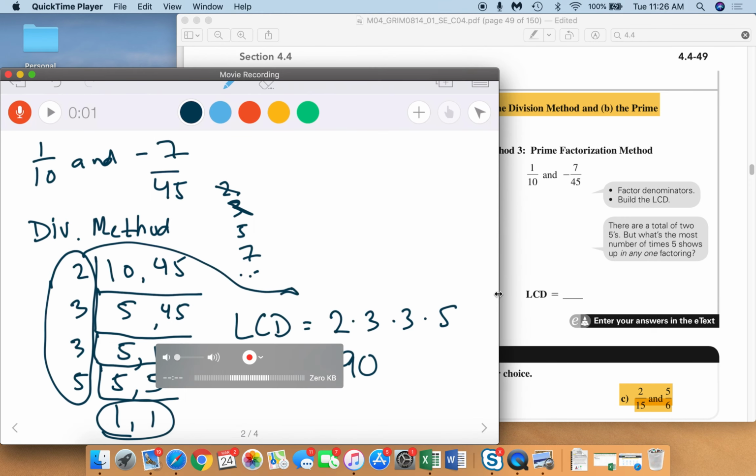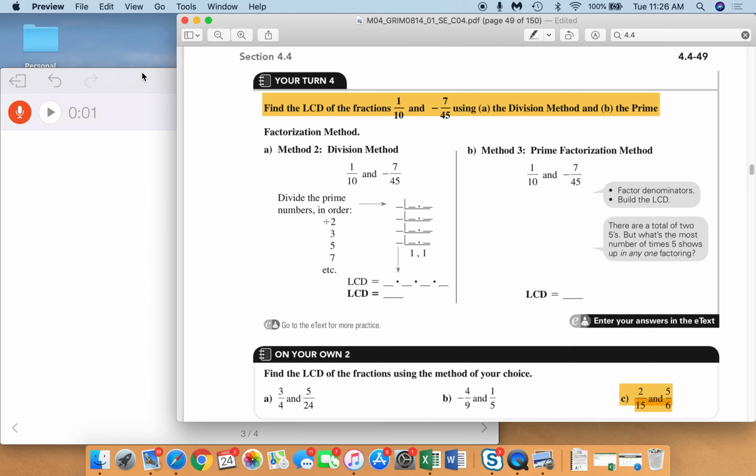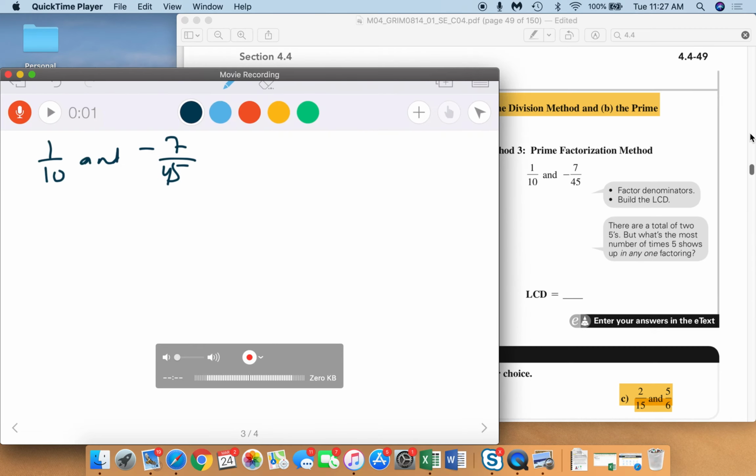All right, let's look at the prime factorization method. So, 1/10 and -7/45. So now we're doing prime factorization. I'm just going to write prime fact. There we go. All right, so what we need to do here first, we need to find our prime factors for both 10 and 45. So let's start here with 10.